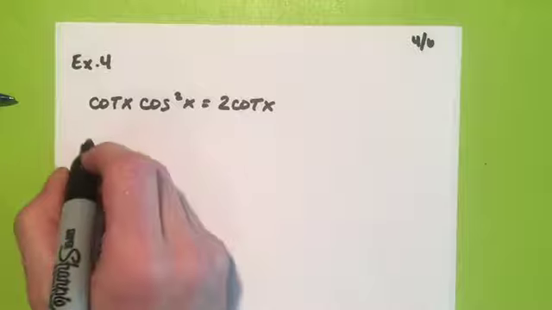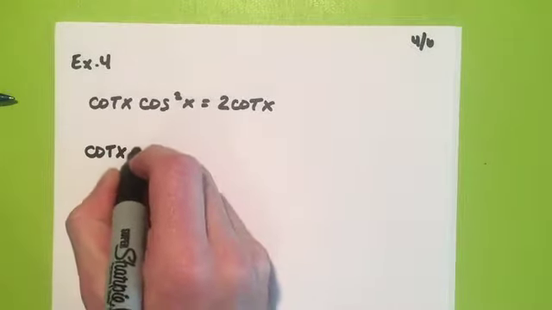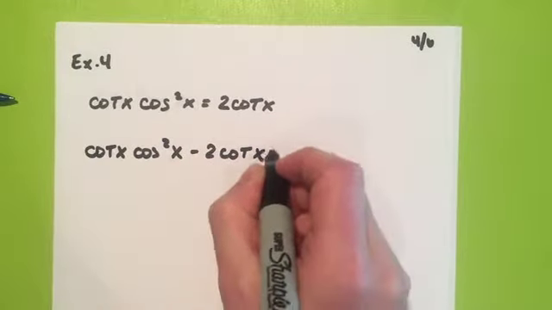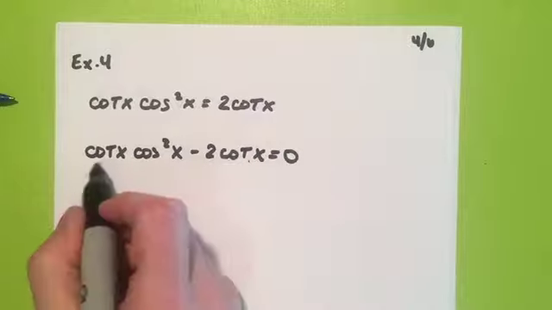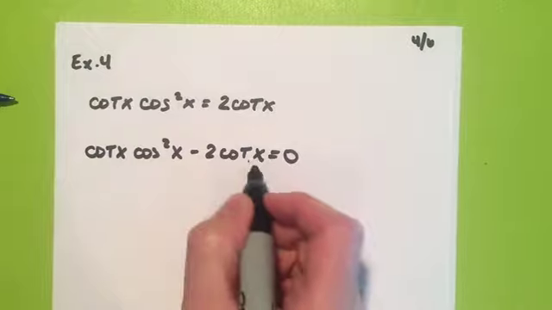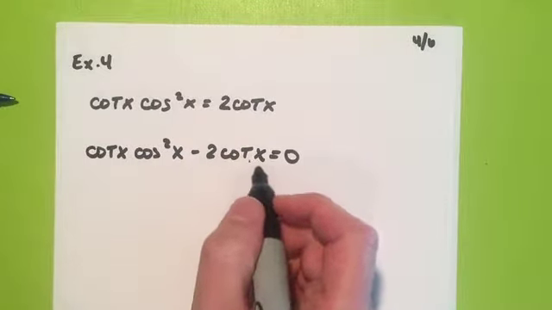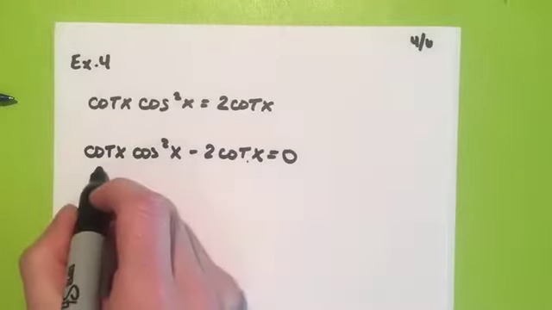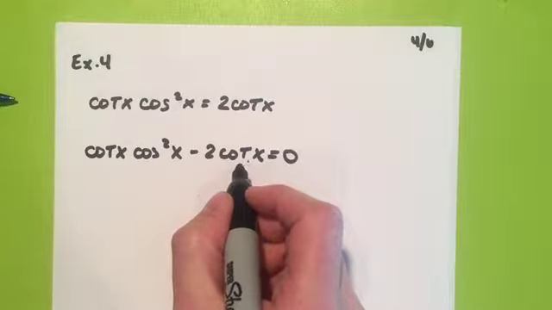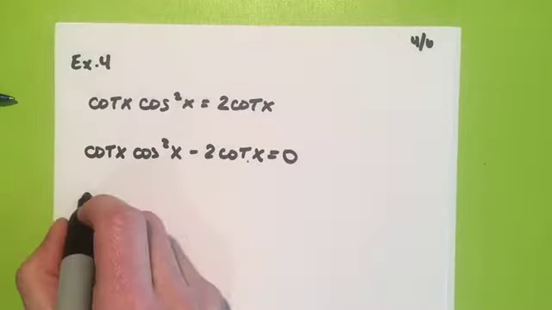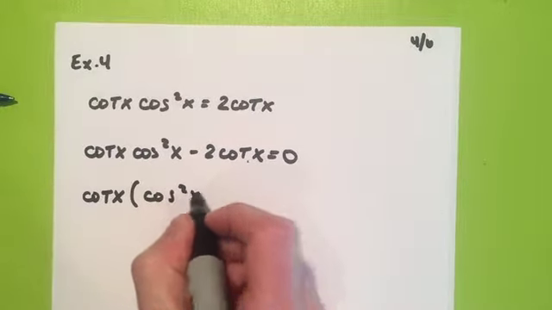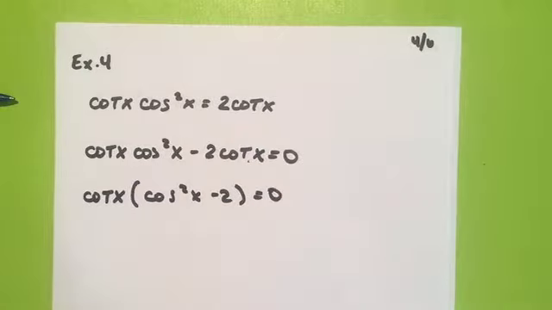So if I get everything onto one side, we have cotangent of x multiplied by cosine squared, subtract 2 cotangent of x equals 0. Now I cannot immediately add these two because one is cotangent multiplied by cosine squared. This one is just cotangent. It does not have a cosine squared. What I see is this is very similar to working with polynomials. I've got a cotangent term here and here. We shall factor that out. So if we factor cotangent, we've got cotangent x multiplied by cosine squared minus 2 equals 0.